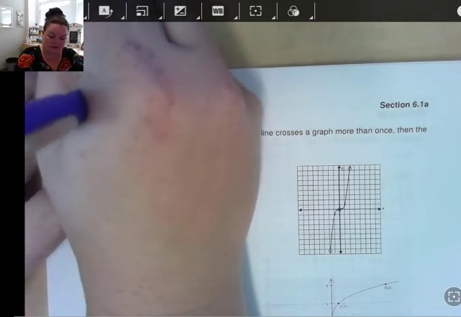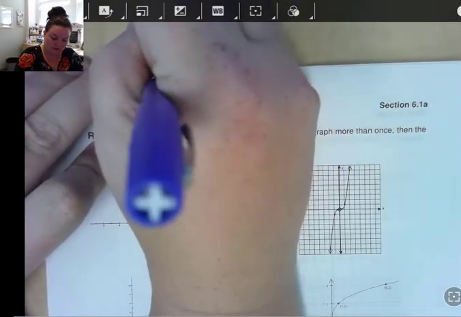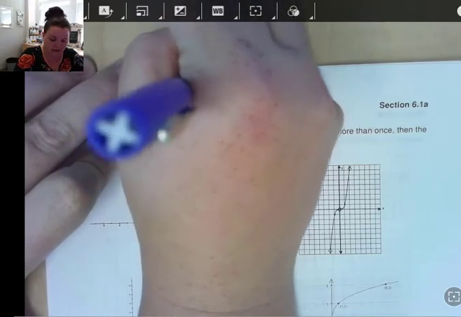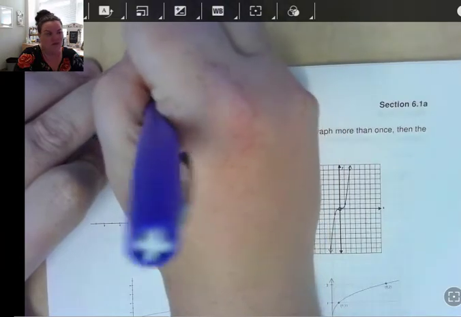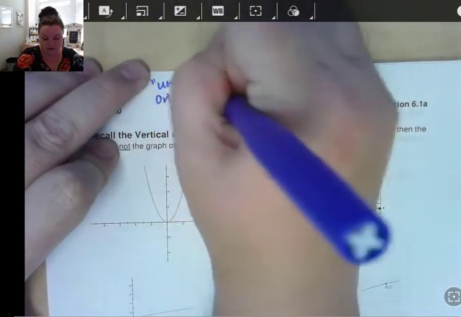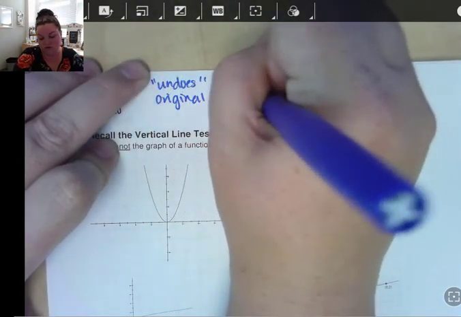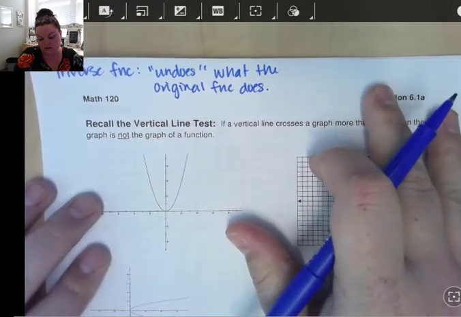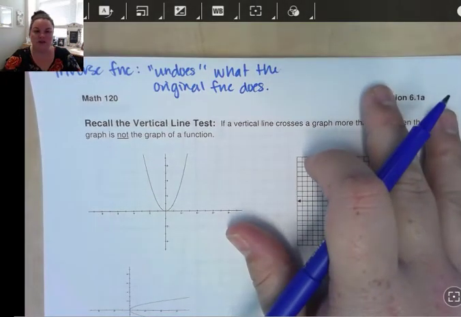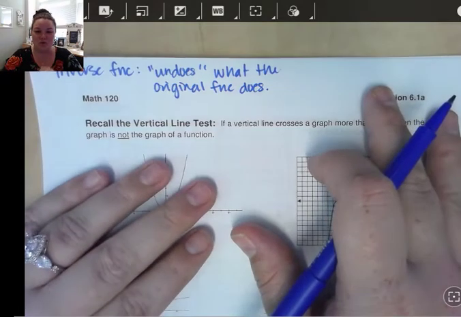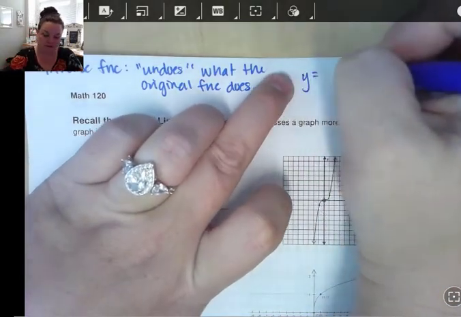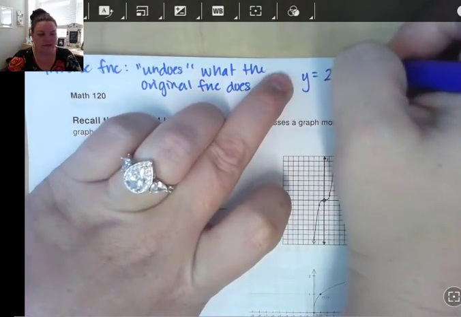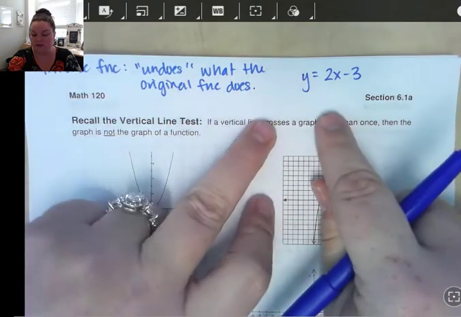Remember that an inverse function, I go ahead and say it undoes what the original function does. Okay, an inverse function undoes what the original function does. So if I have something like, let's say I have y is equal to 2x minus 3.